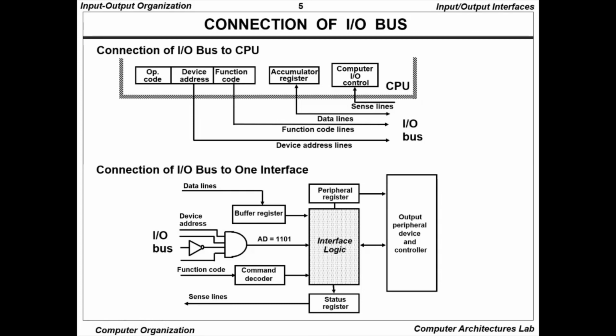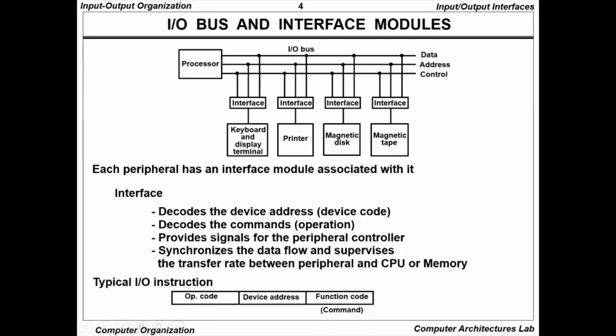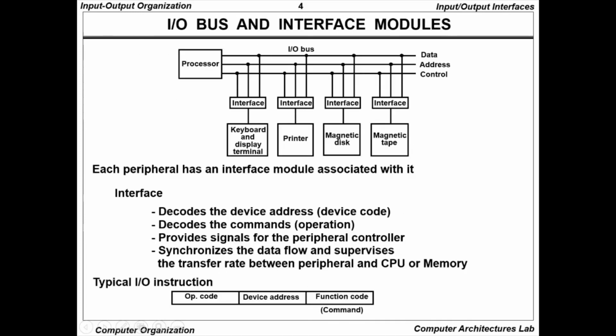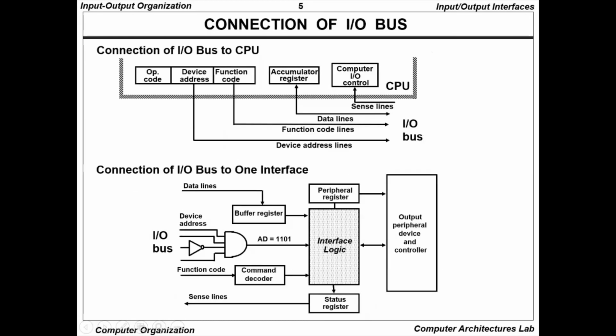Okay. It has the 4 lines: sense lines, data lines, function code lines. Another part is the connection of the input output bus to one interface. Okay. Any kind of interface, we already saw. So take this interface as a keyboard. So assume that this is a keyboard interface, or maybe a printer or a magnetic disk or maybe a magnetic tape. Okay. All these interfaces have the opcode, device address, function code. Okay. So that will transmit the data from source to destination.